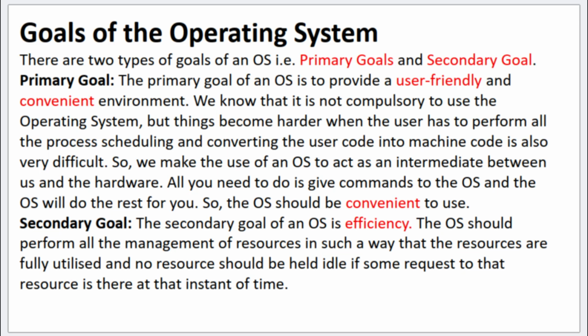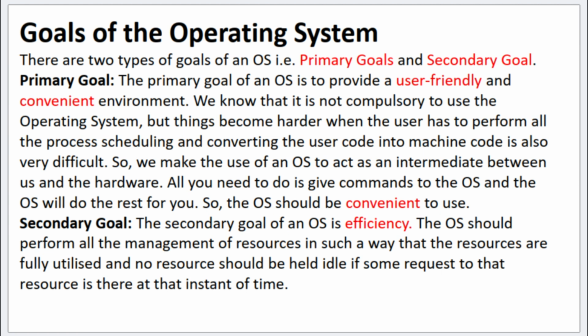Goals of the operating system. There are two types of goals of an OS, i.e. primary goals and secondary goals. Primary goal: the primary goal of an OS is to provide a user-friendly and convenient environment.